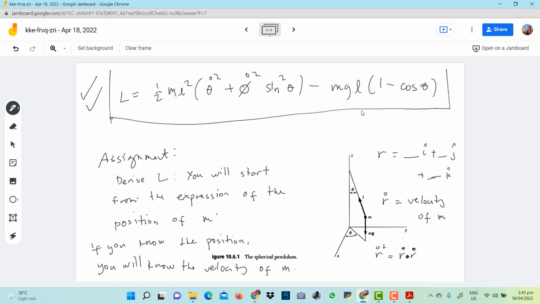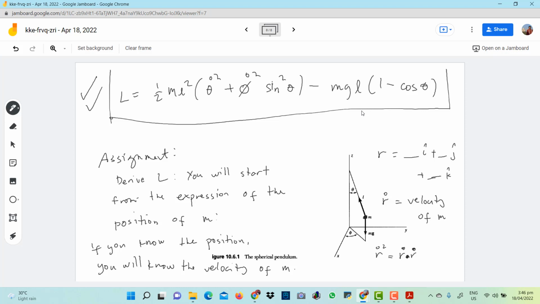So first things first: what is the position vector of M? What is the position of M with respect to x, y, and z, and with respect to theta and phi? I think you had this in your math, translating the Cartesian coordinates into spherical coordinates. So what is x, what is y, what is z in terms of r, theta, and phi? That will be your position.